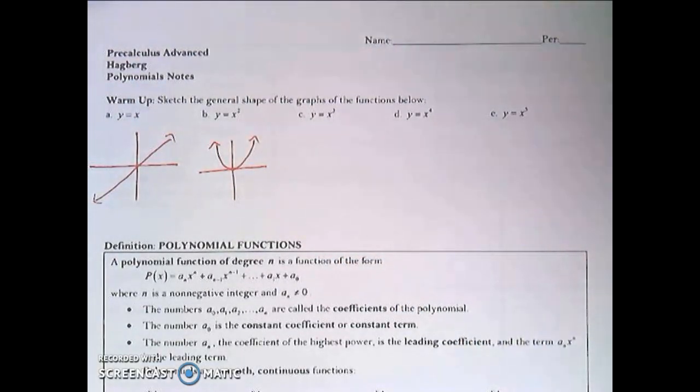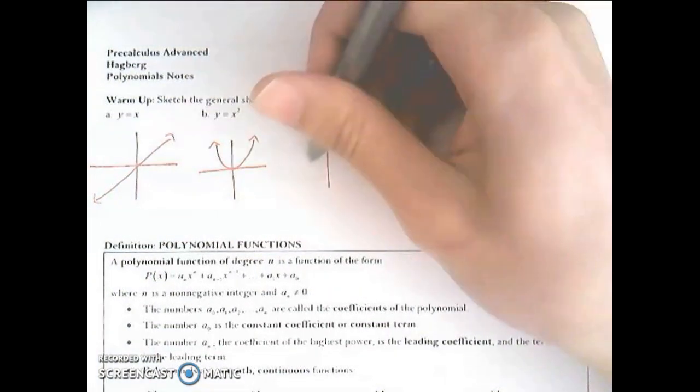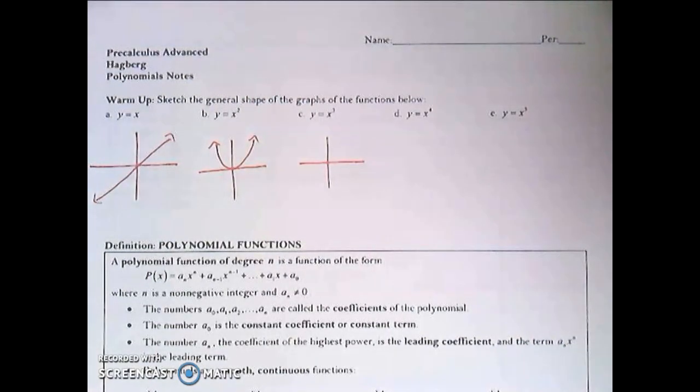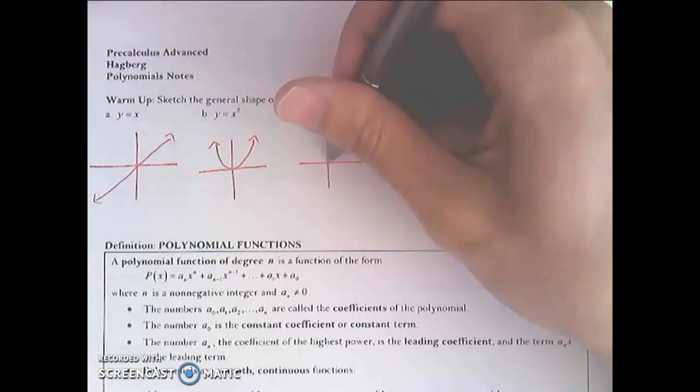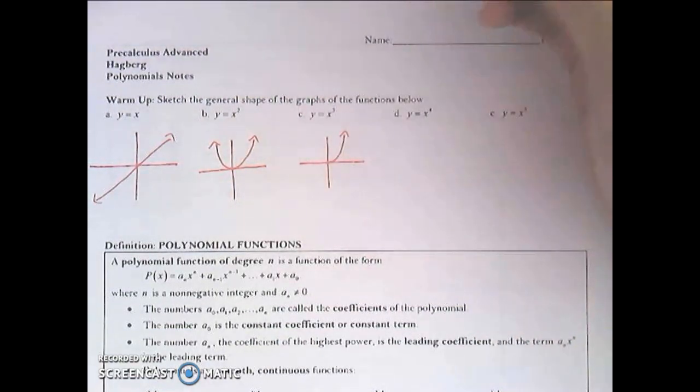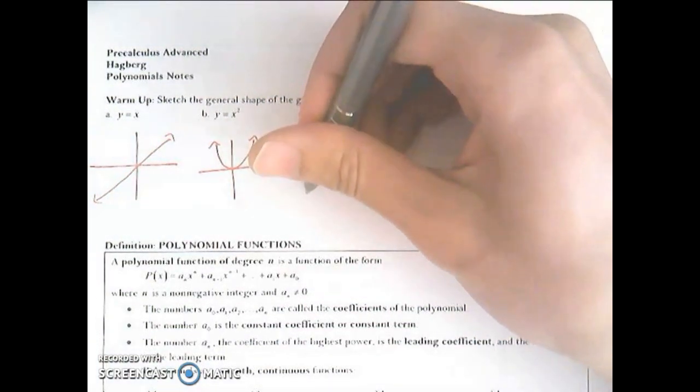Y equals x cubed. This is the parent function for a cubic. In the positive direction, it curves upward, and in the negative direction, it curves downward. So we get kind of this S shape.